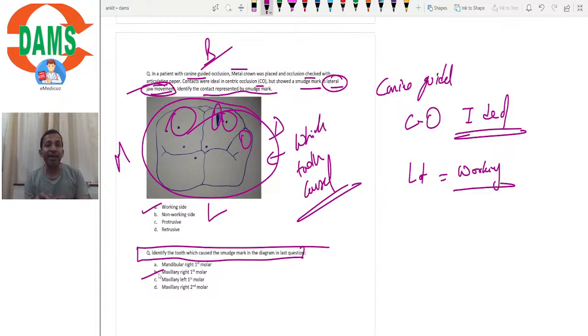Whenever you are asked to identify it, first of all, orient it or mark its different sides, lingual, mesial, distal, buccal, and try to orient it into your own mouth or your own oral cavity, and you would realize to which quadrant that tooth belongs, right?